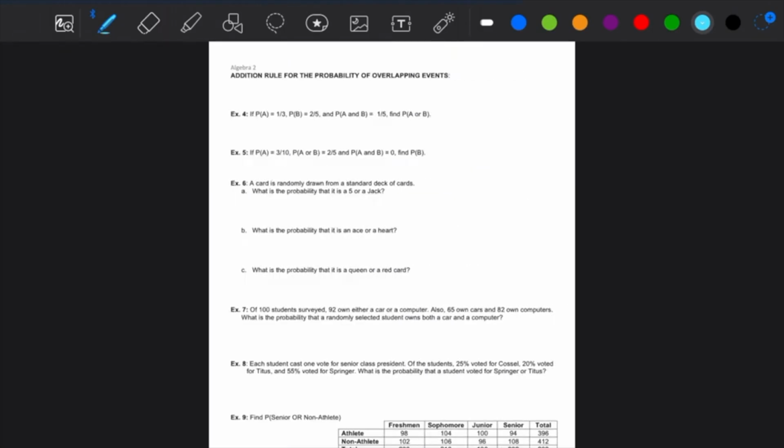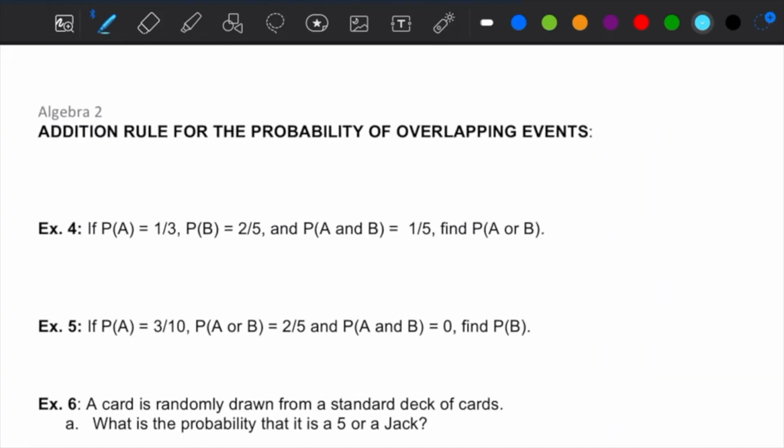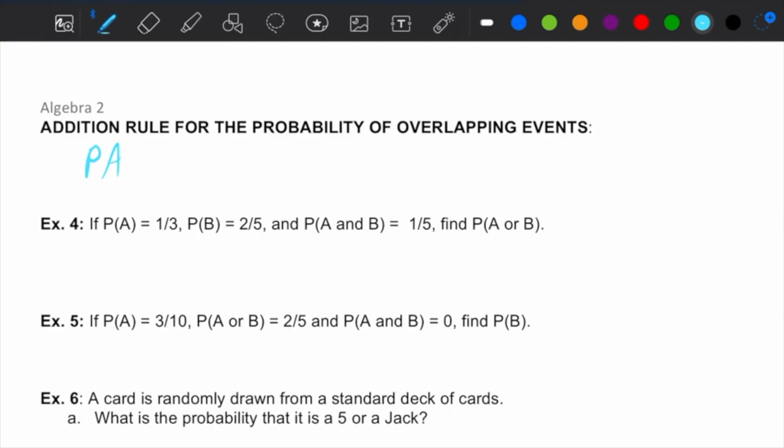On to the next page. Additional rule for probability of overlapping events. So this is exactly what we just talked about a moment ago. So that's the probability of A or B is equal to the probability of A plus the probability of B minus the probability of A and B happening, the overlap. So we already did that.